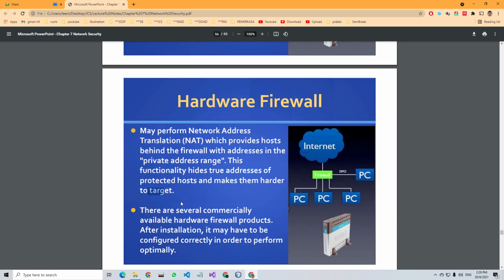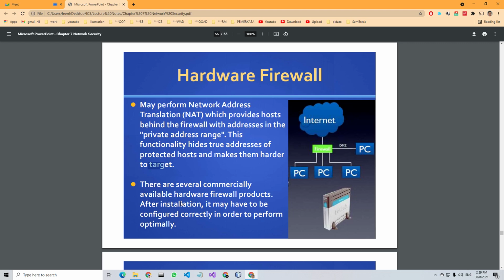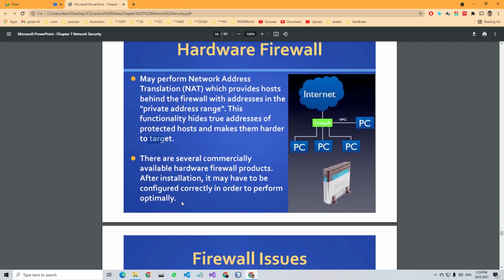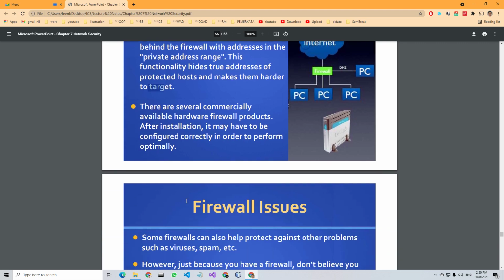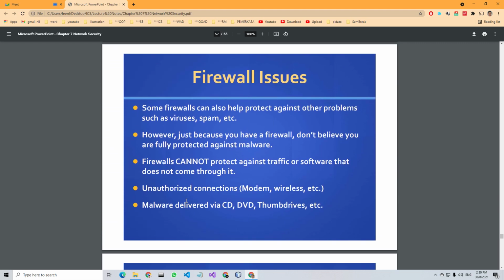There are several commercially available hardware firewall products. After installation, it may have to be configured correctly in order to perform optimally. Firewall issues. What are the issues here? Some firewalls can also help protect against viruses, yes. However, just because you have a firewall, don't believe you are fully protected against malware. So I agree with this.